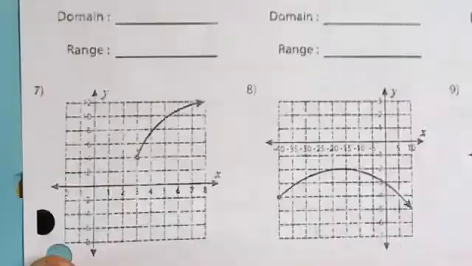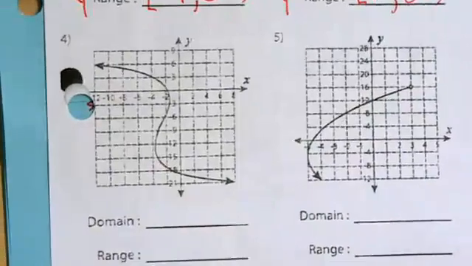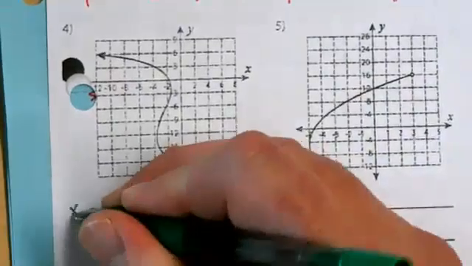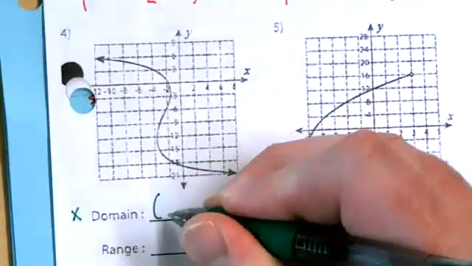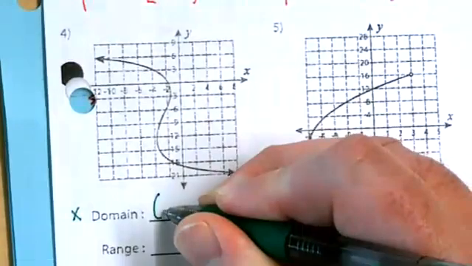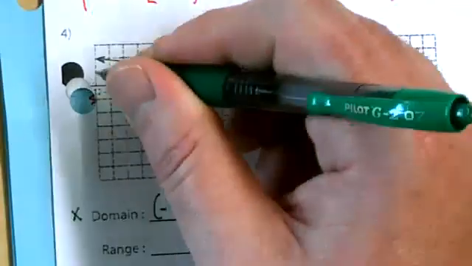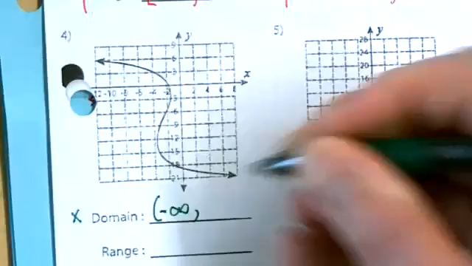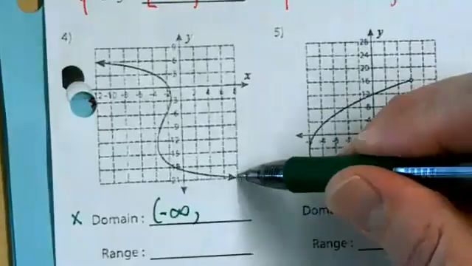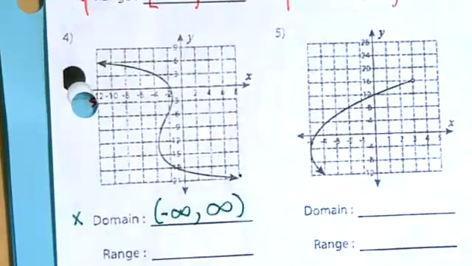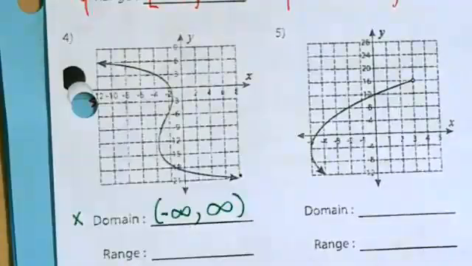I love number 4. This is my favorite one on here. All right, domain. How far does this one go to the left? But it's going to the left, so positive or negative? Negative, because it's in the negative direction. Negative x. You got to focus on the x values. Negative infinity on the left. How far does it go to the right? Positive infinity. Negative infinity to positive infinity. If I tell you to take all the numbers between negative infinity and positive infinity, what does that look like?